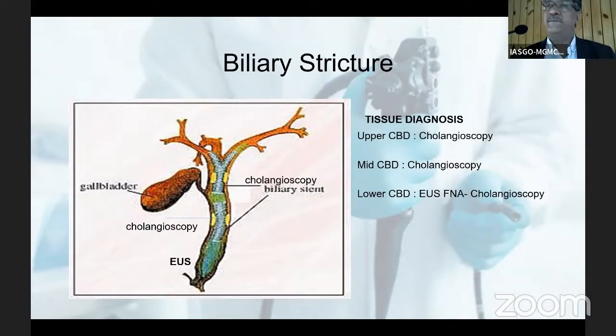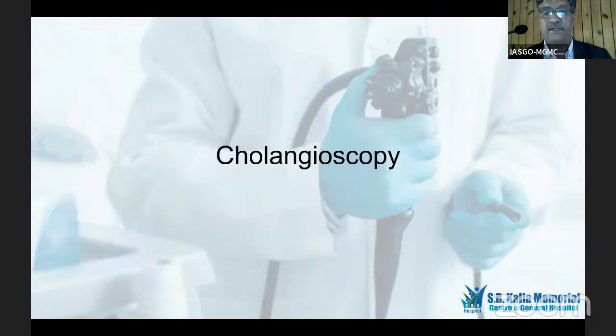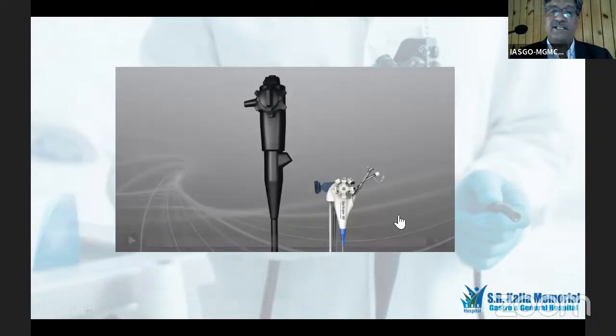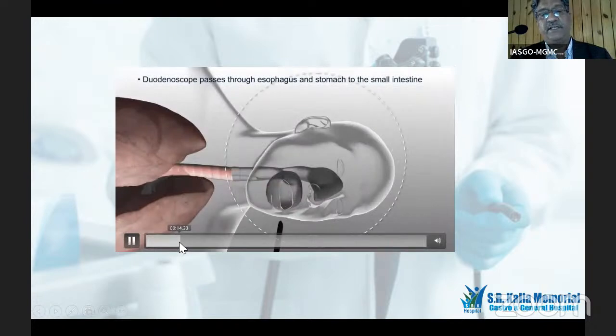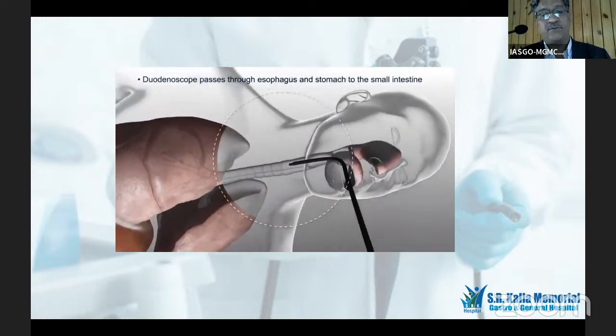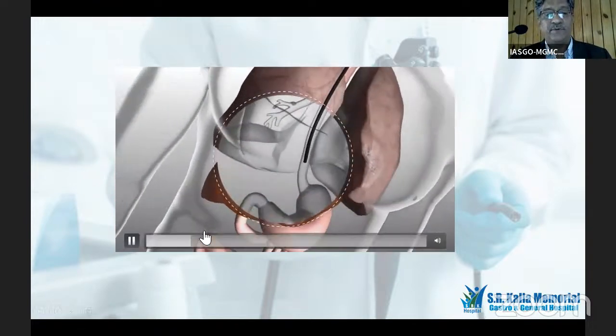So when you have an upper CBD stricture, you use cholangioscope, you go there, take a biopsy. If you have a mid CBD stricture, you do a cholangioscopy again and do a biopsy. But yes, if you have a lower CBD stricture or maybe a compression from the head of pancreas, EUS FNAC can be done or a cholangioscopic biopsy can still be done. This particular equipment is really changing the scenario, how we're looking into it. This is how the equipment looks like. It gets fitted to the routine ERCP scope. Through the ERCP scope, it goes inside.